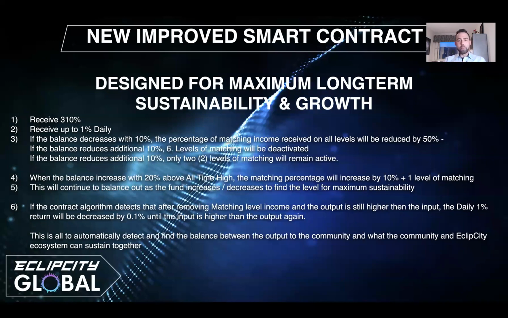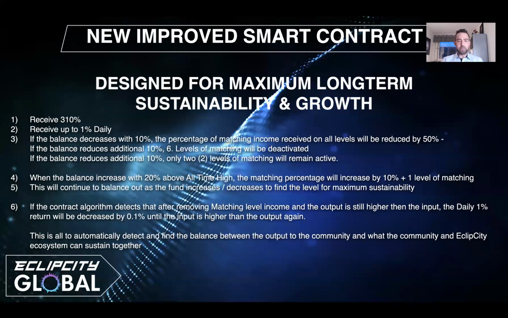So if the matching is now reduced by 50% and then it starts growing back up, then it will be increased by 10% at a time until we hit the level that the contract sees is being regulated, being sustained. So this will continue to balance out as the fund increases or decreases to find a level for maximum sustainability. This is what will make this contract last for the decades and decades to come.